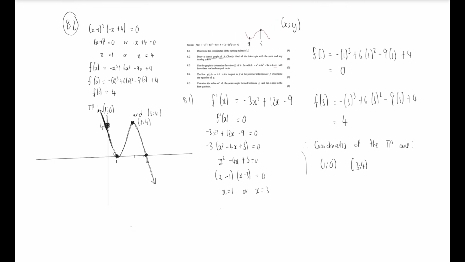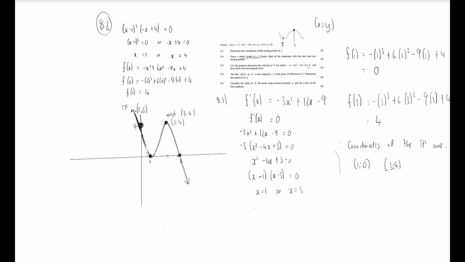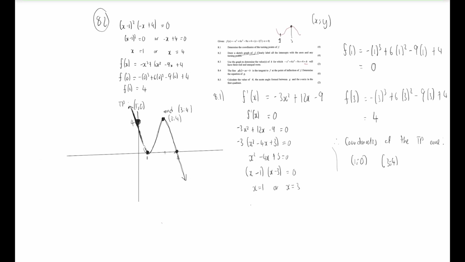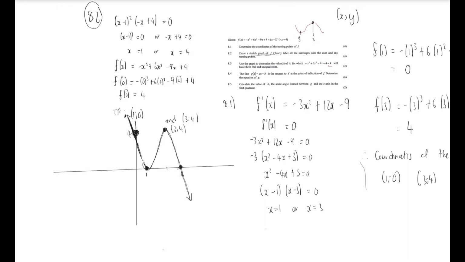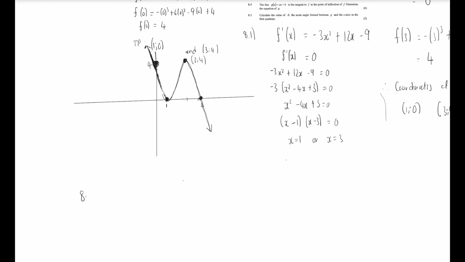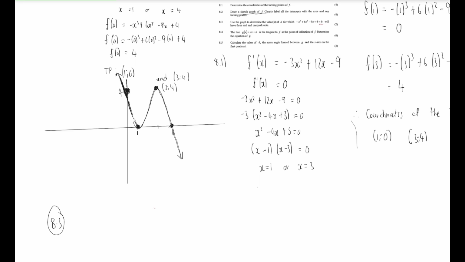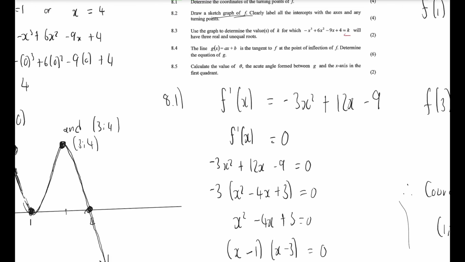So now we are starting with 8.3. Let me just move this stuff. What am I doing? Forgive me. So now 8.3. Use the graph to determine the values of k for which negative x cubed plus 6x squared minus 9x plus 4 is equal to k will have 3 real and unequal roots.